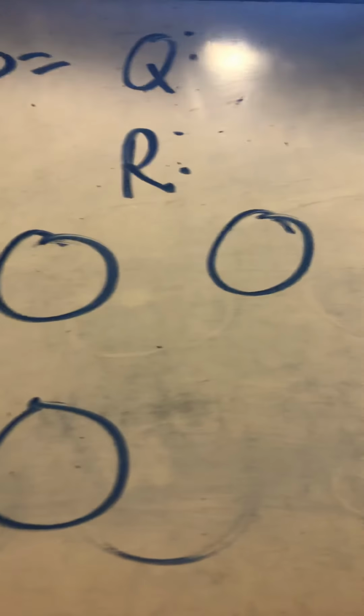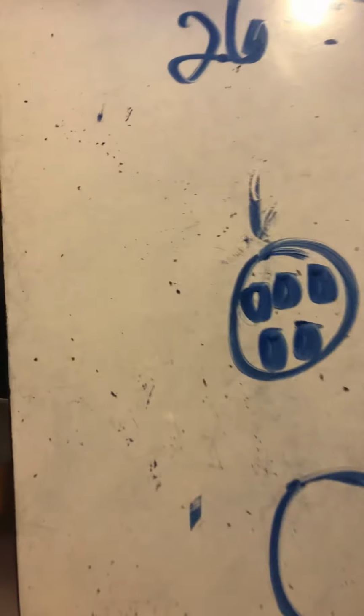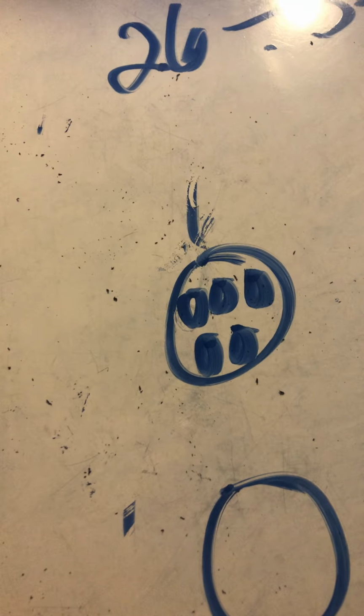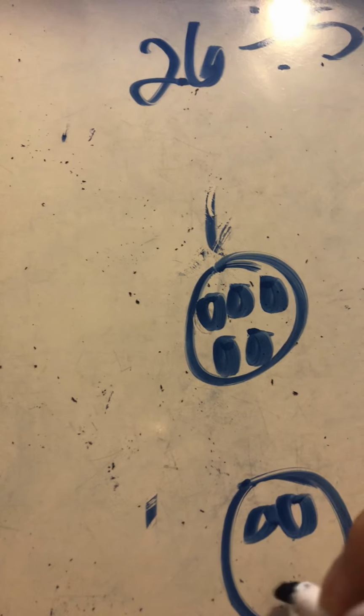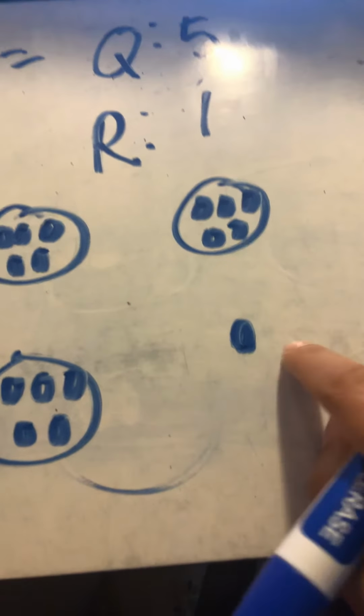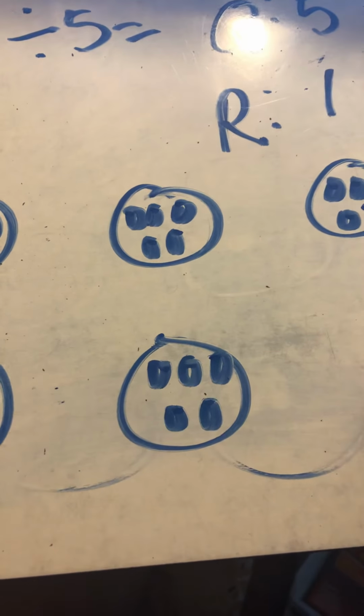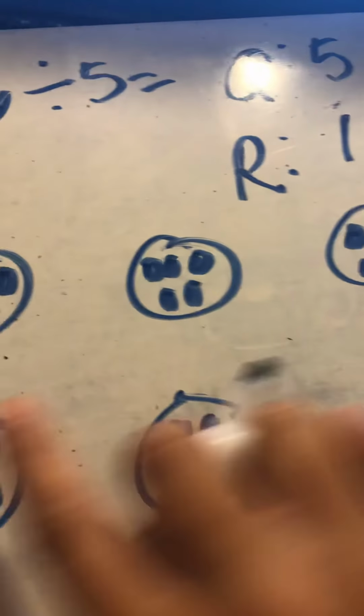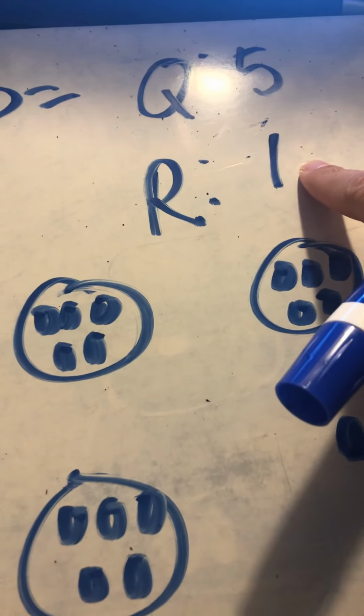Okay, so you should have 5 circles, right? Because we're dividing 26 into 5 groups. 1, 2, 3, 4, 5. For 26, you should have 5, remainder 1. Okay, how does that work? Well, there should be 5 circles in each of these. Okay, 5 of these fit in each of these, but we have 1 guy left over. Since this little guy can't fit into each of these, like we don't have 1 for each of these circles, then we have a remainder of 1.